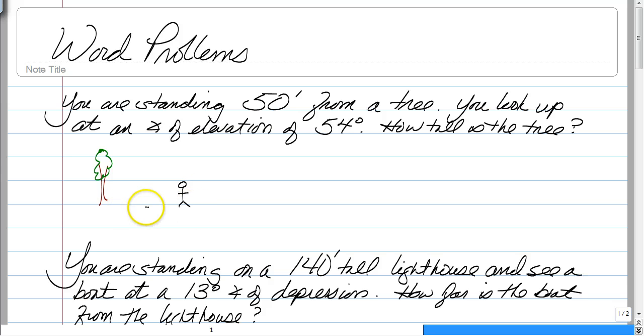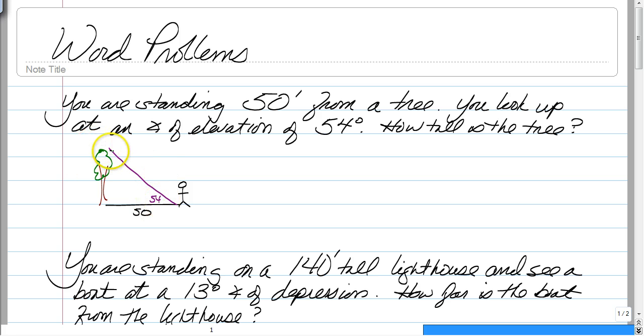So here's you. You are a person. You are standing 50 feet away. So you're standing 50 feet away from the bottom. You're not going to float across the sky to just somehow be standing away from the top. And now it says that you are going to look up at an angle of elevation of 54 degrees. So, angle of elevation is always based on the horizontal. So this is going to be your 54-degree angle.